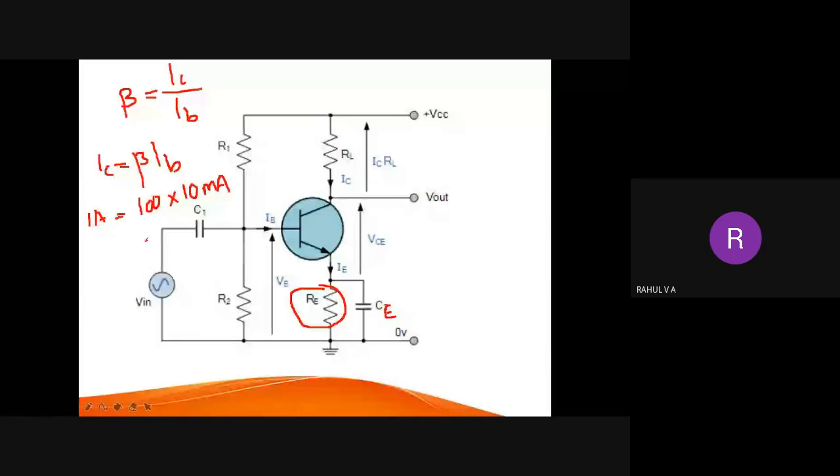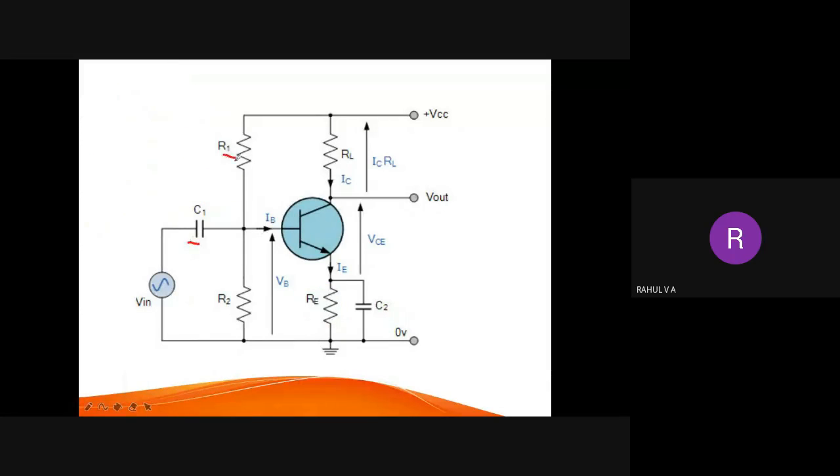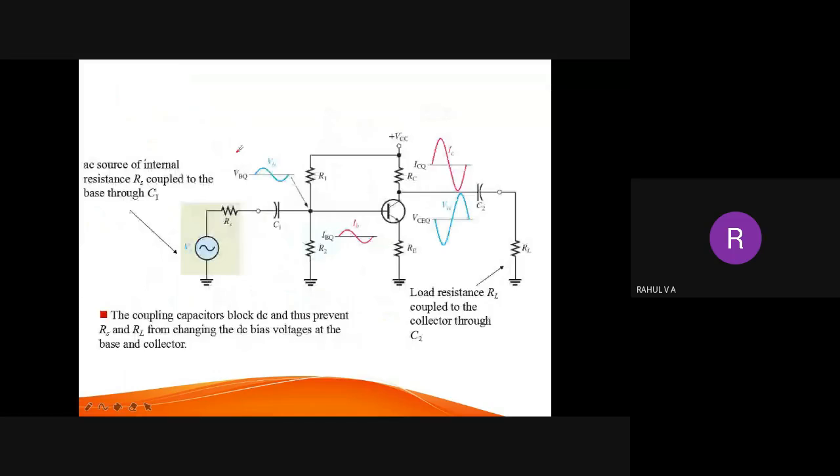But in order to provide this 10 milliampere to the input, we have to use all these components: C1, R1, R2, then RE, RC, CE, then C2, etc. Okay, is this clear? Okay, we will read this one.